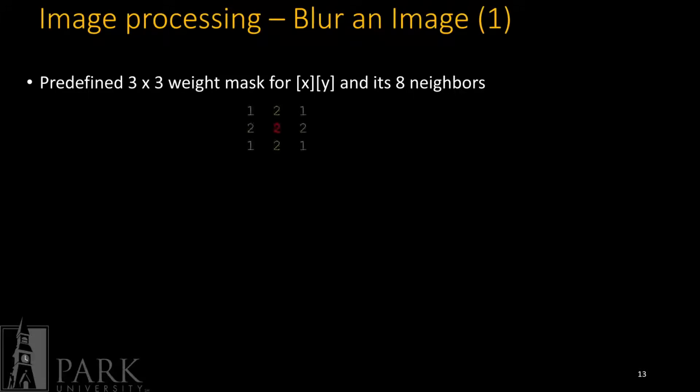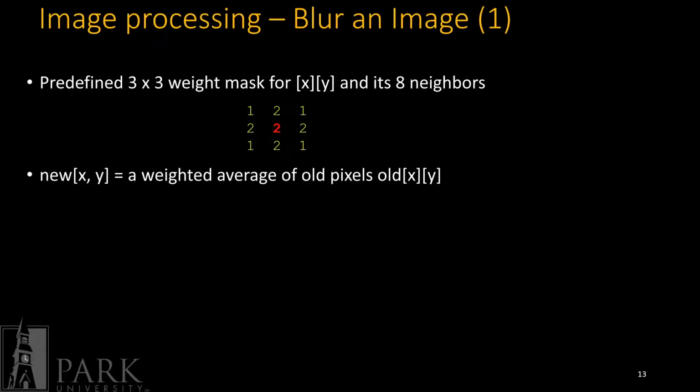For this example, we'll use the following mask. Here you can see the center value of 2 will be used as the weight for the center pixel, and the values around it are its neighbors. Different blurring algorithms may use different weight masks. The new value of each pixel after blurring is the weighted average of the old values. Specifically, we multiply each old pixel value with its weight, add those products together, and divide the sum of the products by the sum of the weights.